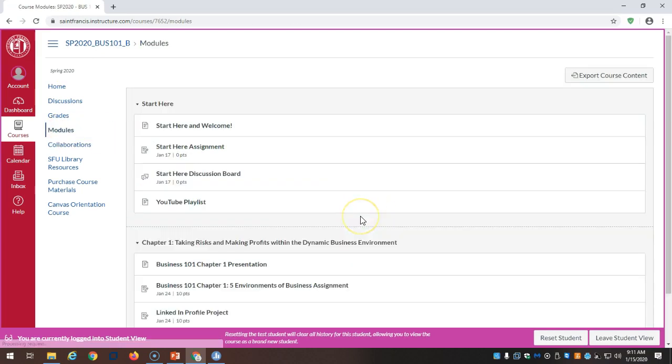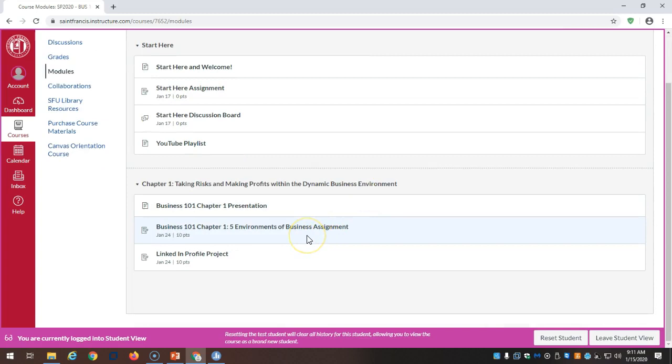If we go back to modules, for example, you have 2 assignments that are going to become due next Friday. One is called the 5 Environments of Business, and one is your LinkedIn Profile Project. We're going to be covering both of these on Friday. These are not difficult assignments. I am saying this directly.